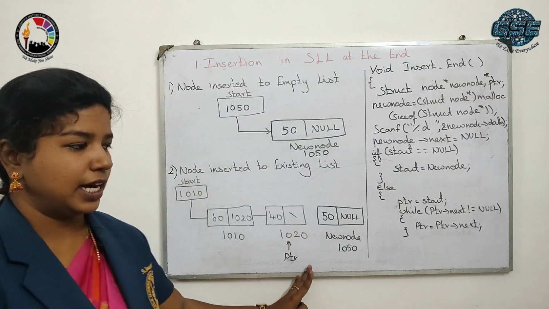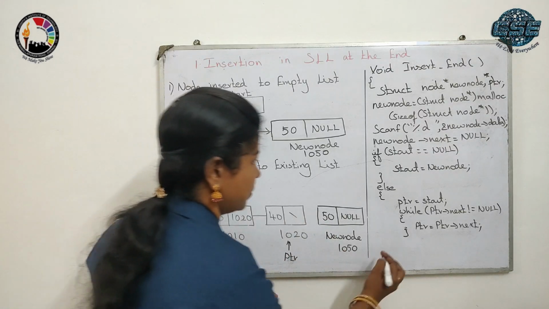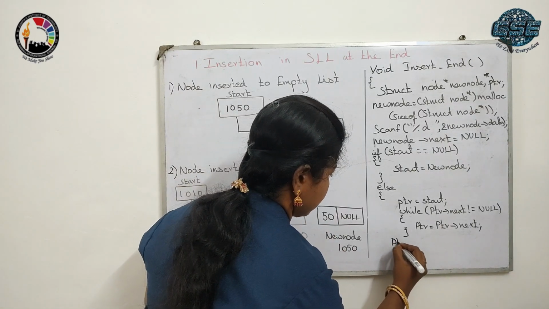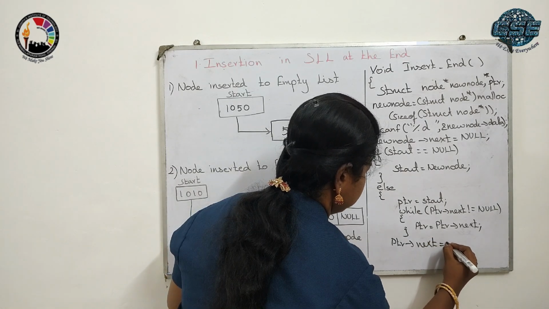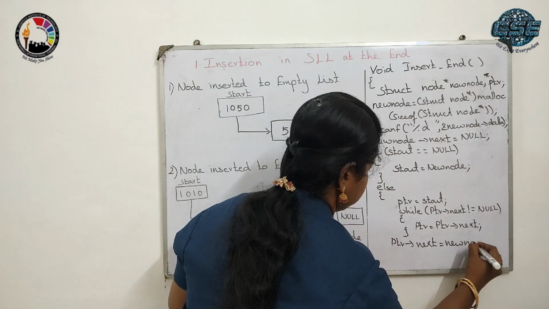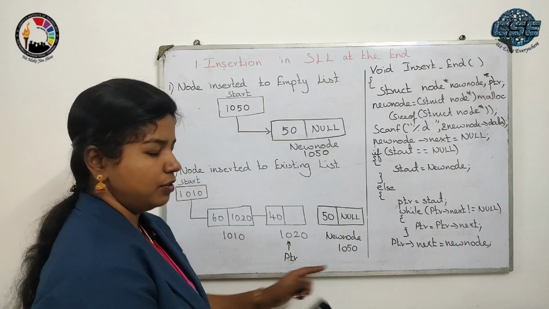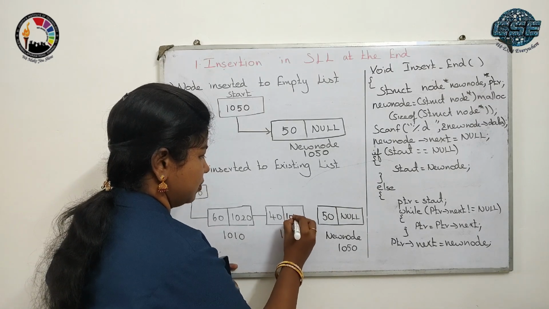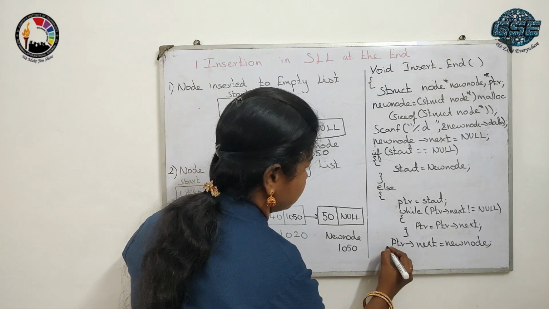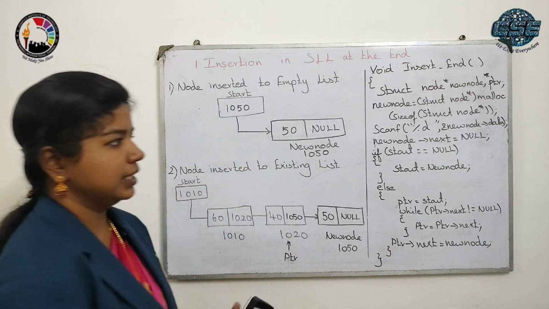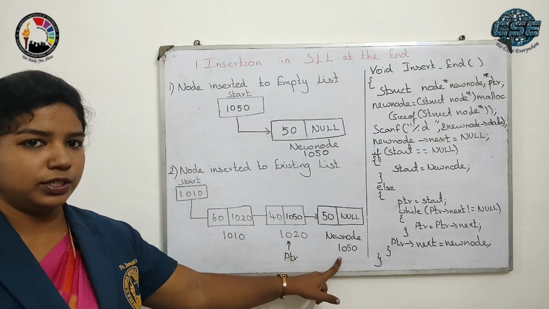After moving to the last node, we have to make the pointer of next point to the new node. So we can write it as pointer of next is equal to new node. The pointer of next will get the address of the new node, 1050. So this node and this node will be linked together. This marks the end of your linked list. So now the new node is inserted at the end of your linked list.